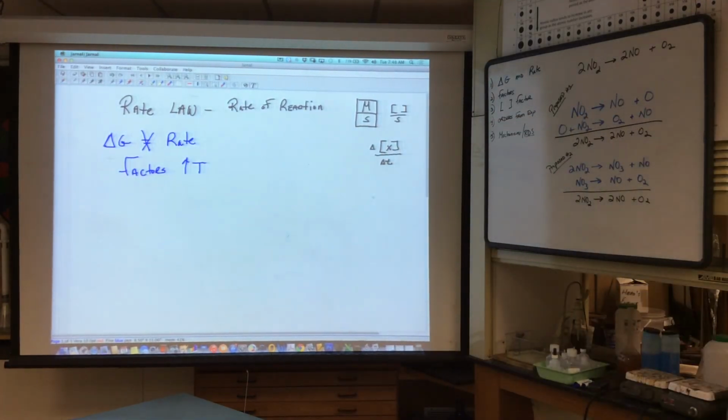Okay, we know that. If you want to cook something faster, you increase the temperature. So we know temperature is one of the factors that affect the rate. What are the other factors? Well, how about surface area?